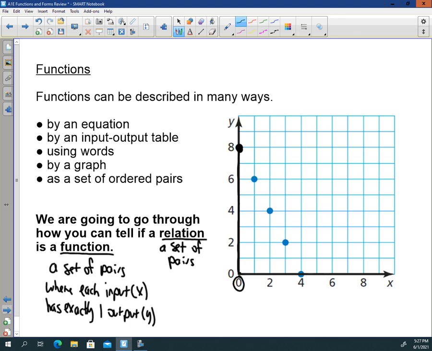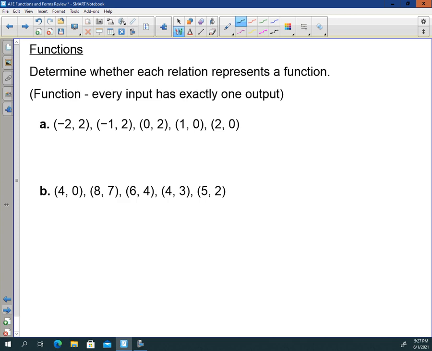When we go to the input of 1, we can go to its output of 6 and see that there's only one dot. When we go to the input of 2, we have an output of 4, input 3, output 2, input 4, output 0. And so yes, this is a function because every input has exactly one output. So when we're looking to see if these relations represent a function, we're really just looking to see if every input has exactly one output.